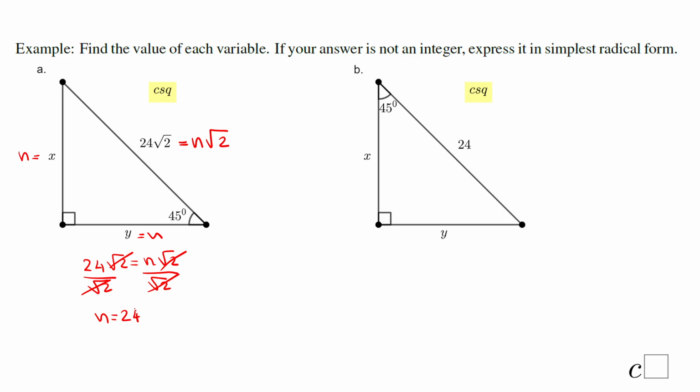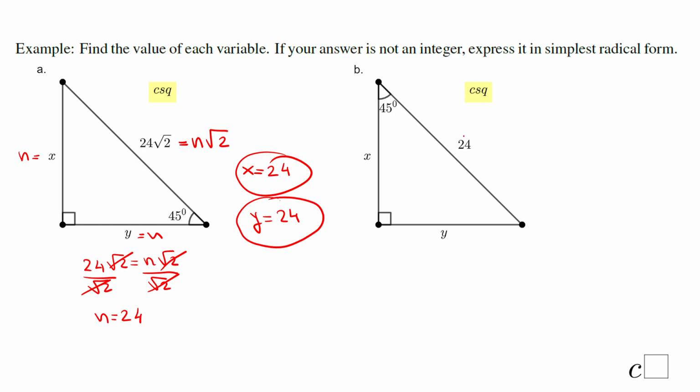Now, if we have this n, obviously we have x and y, right? Because x is nothing else than n, so x will be 24, and y will be also 24, because they are congruent. Both of them are the same.